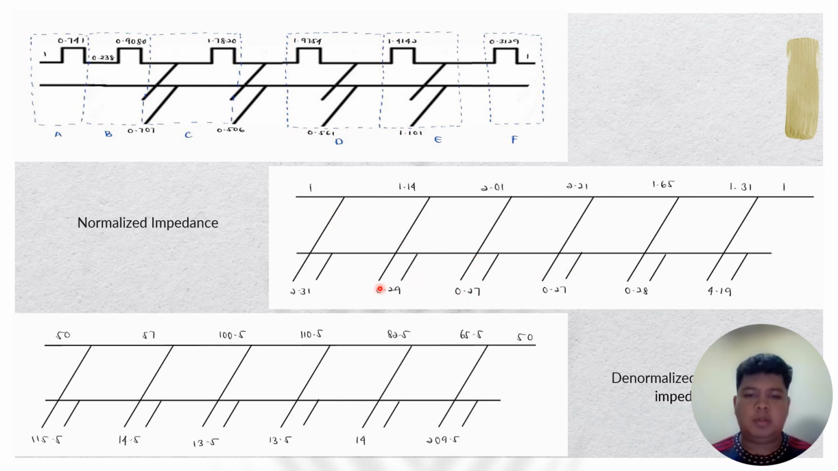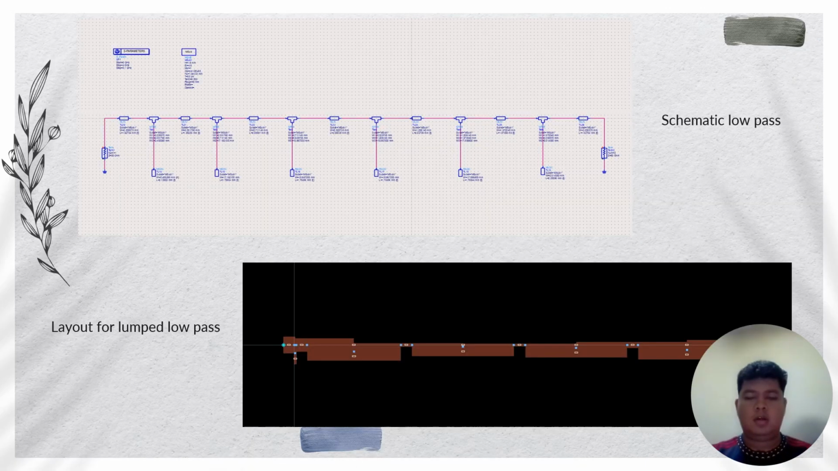This is the normalized part, and for the denormalized, we need to multiply all of these values by 50 ohm, and so this is the answer that we get after we multiply by 50 ohm. Okay, so this is the circuit after we do the Richards transformation. So we insert the value that we multiplied by 50 ohm into this.